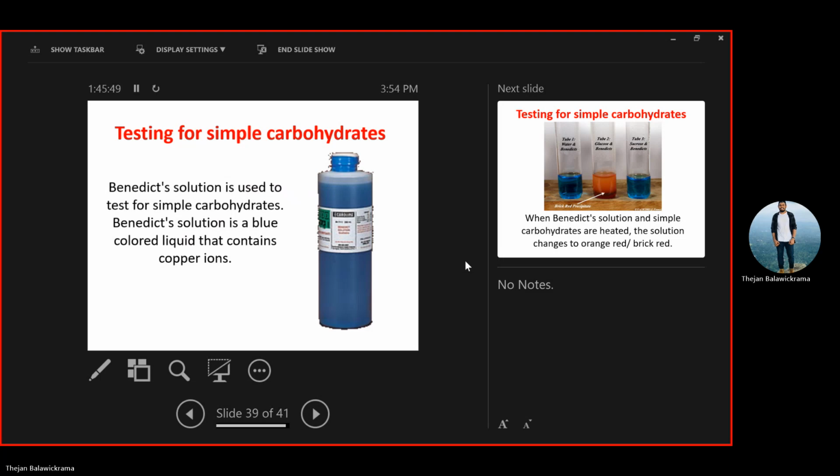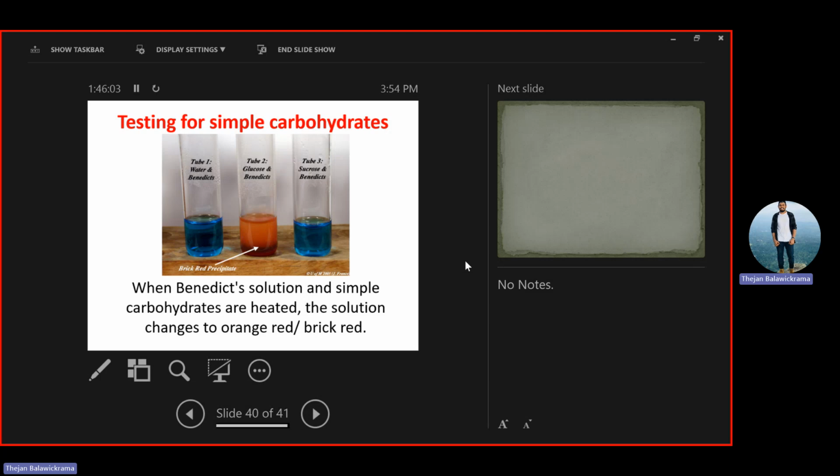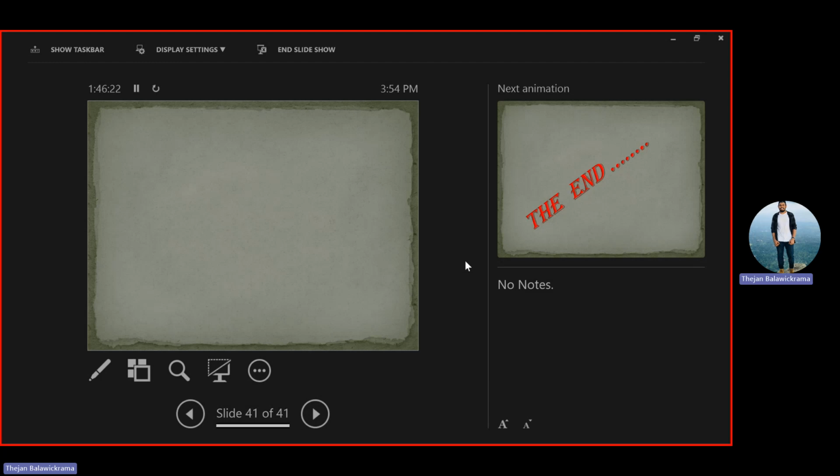This is a diagram of the reagent solution, a true solution. I was talking about that red-brown precipitate, and this is how it appears. So that's how it goes.